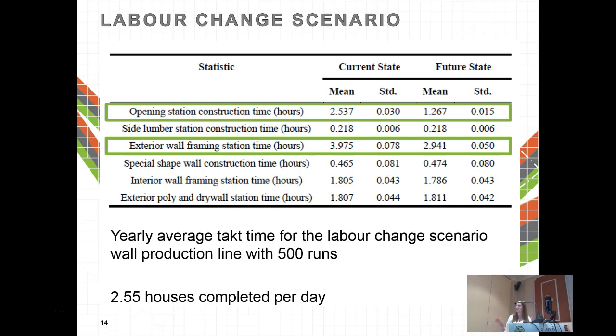With adding 2 more people, we eliminated some of the time, but especially the exterior wall framing process was still a major bottleneck in the scenario. And it only increased the production to the walls to 2.5 houses per day. So it wasn't hitting their target. We still had a major bottleneck, an unbalanced production line. So we knew right away that there was probably a better solution.